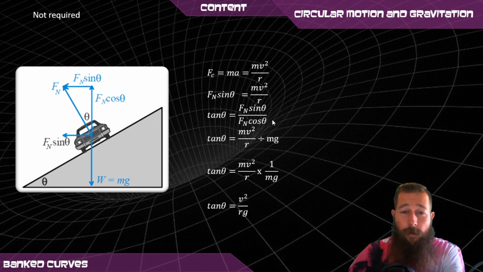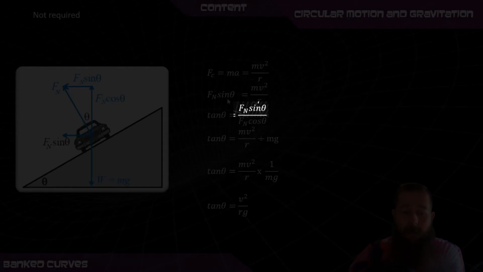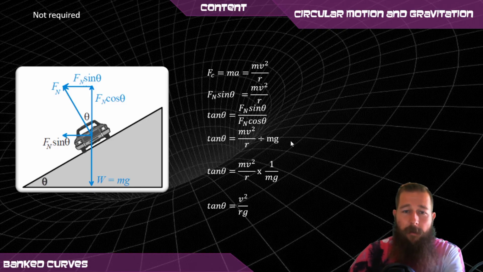Now in this equation, what we're going to do is replace the normal force sine theta with mv squared on r, which will lead us to this point here. And with a bit of maths and cancelling out, we can see that tan theta is equal to the velocity of the car squared over its radius times gravity.